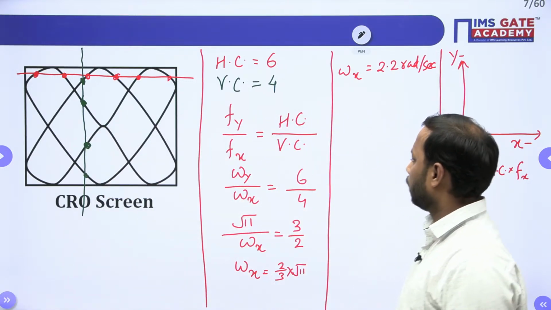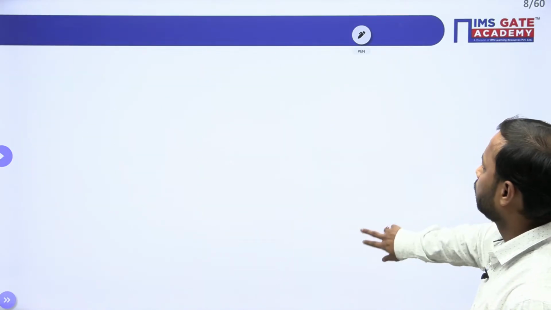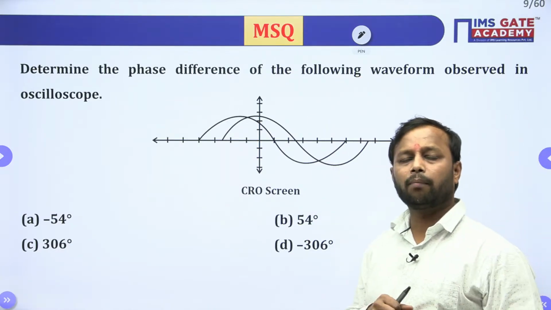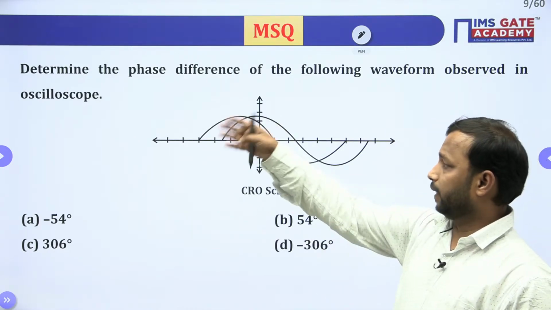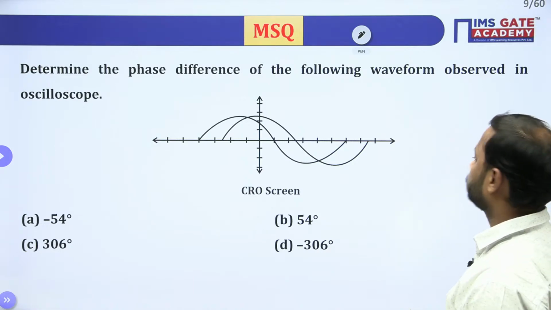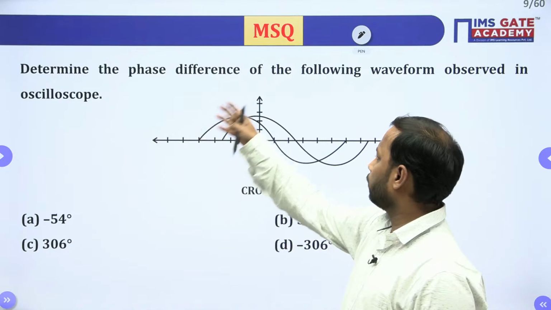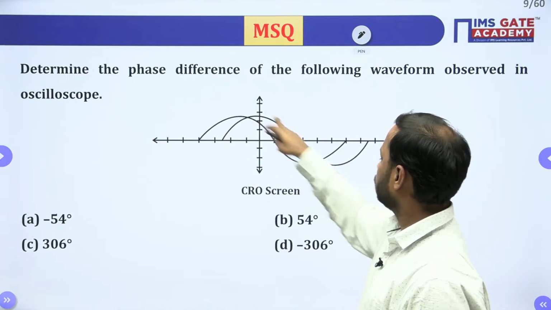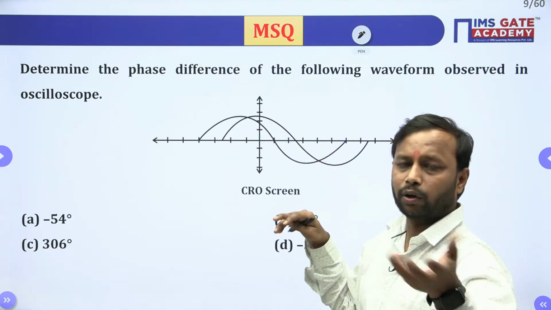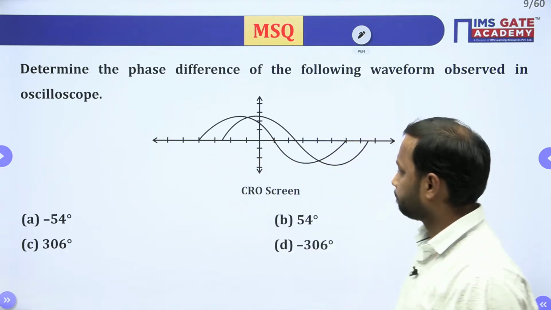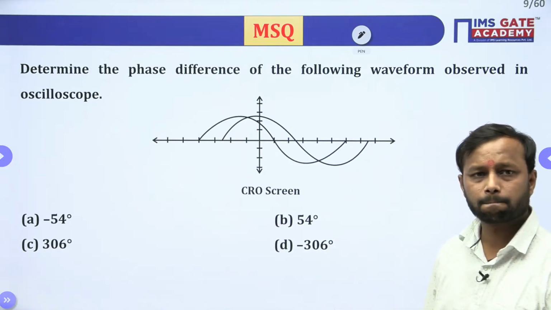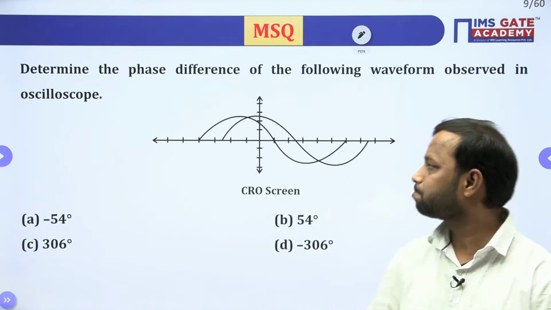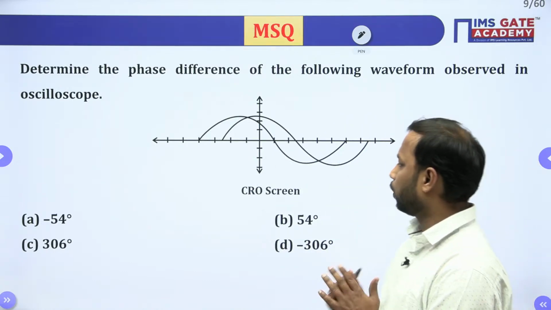Now let us move ahead with the next question, which is question number 2. This is an MSQ type of question, a multiple select question, in which we may have more than one correct option. Determine the phase difference of the following waveform observed in oscilloscope. This is the vertical and the horizontal axis of your CRO, and these are two sinusoidal waveforms. We need to find the phase difference. Please reply, guys. How to find the answer for this particular question?